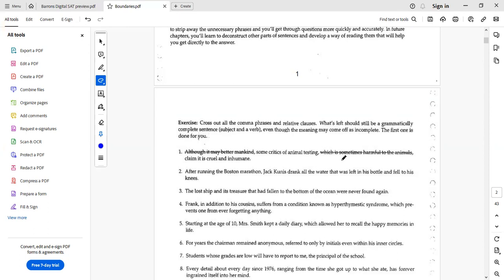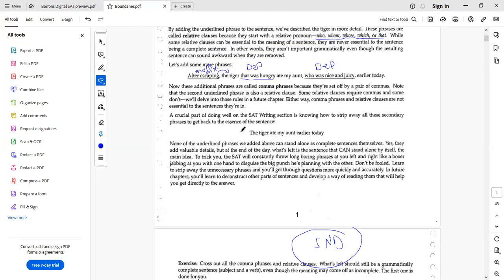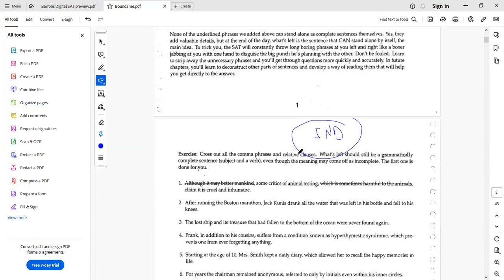Okay, what do you want, teacher? I want only to cross out all comma phrases. I need only to keep the independent clause. I need you to cancel all the dependent clauses, all the relative clauses, and the modifiers. Anything that is not important, cancel it. Like the first sentence: "although it may better mankind" is dependent, I cancel it. "Some critics of animal testing," this is the subject, "claim" is the verb, "it's cruel and inhumane." "Which is sometimes harmful to the animal" is dependent, I cancel it. So we cancel the dependent and we cancel the modifier.